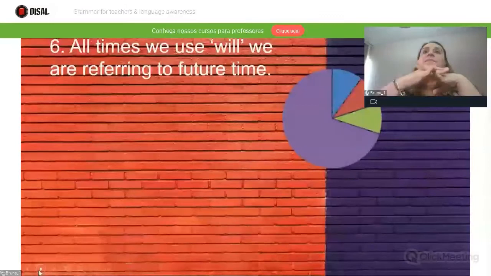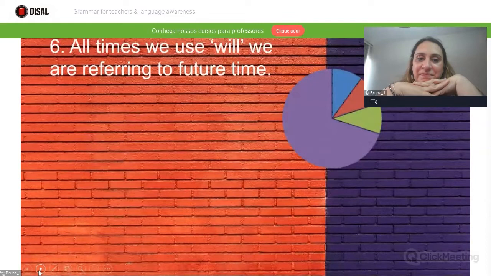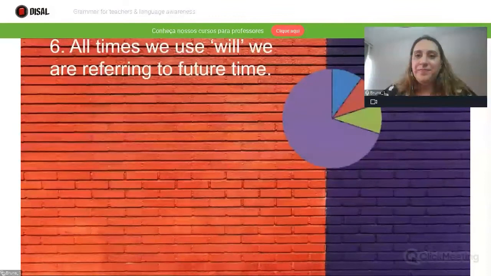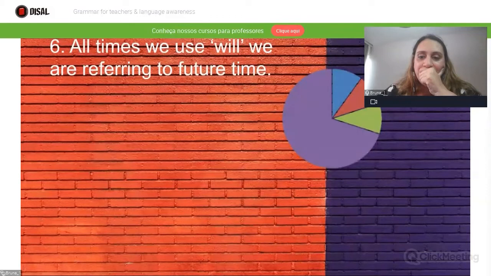What about this one? So we agree that we use will to express future time, but is this the only possible use? What do you think? No. All right, so many other possibilities here.